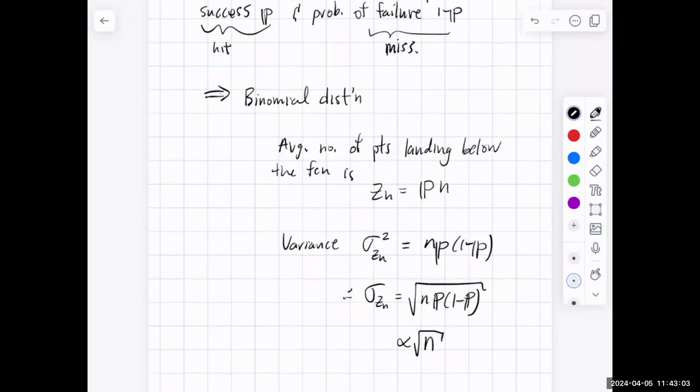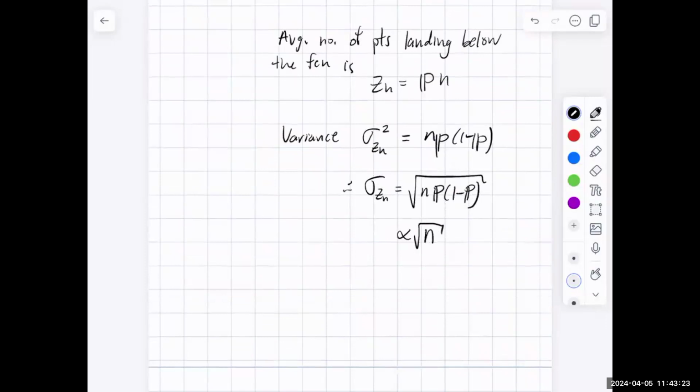Now that doesn't seem quite right because we would expect our uncertainty to go down as we increase the number of trials, but the square root of n increases as n increases. The problem is we haven't actually finished calculating the uncertainty in our integral.